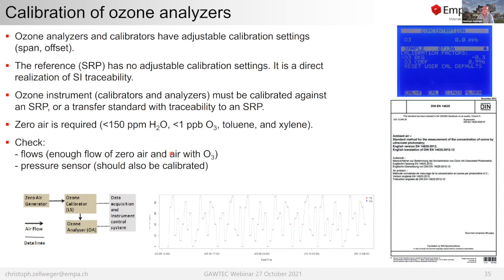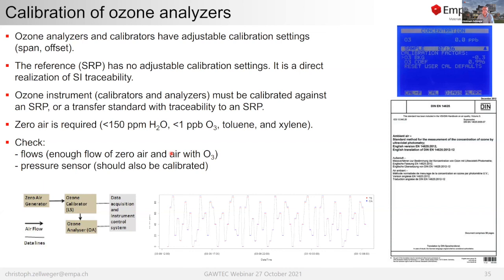Once it is calibrated, I recommend that you don't change the settings too often. If you have one calibration and half a year later the next calibration, that's fine, because it's relatively stable. Ozone instruments are usually not drifting away. So calibration frequency, you don't have to do it too often. Every 3 months, for example, is already quite often.